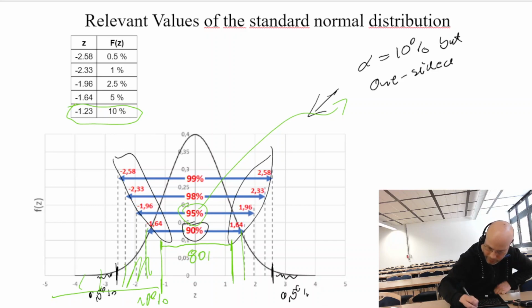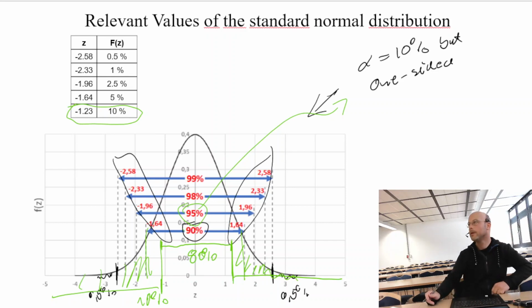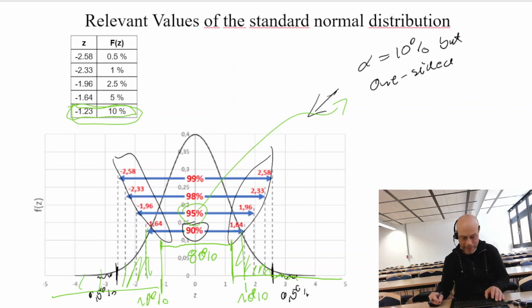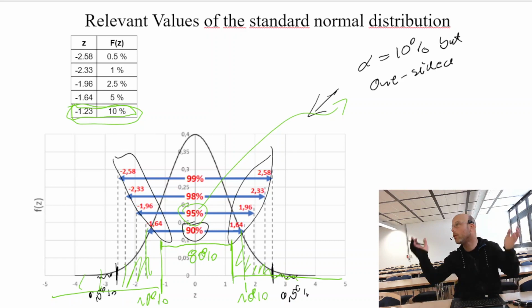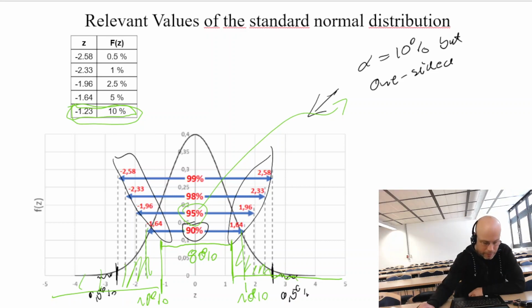So this is more or less the 80% area, and this is 10%. Yes, thank you. You are absolutely right. So minus 1.23, or roughly you can take minus 1.3. This is also okay.